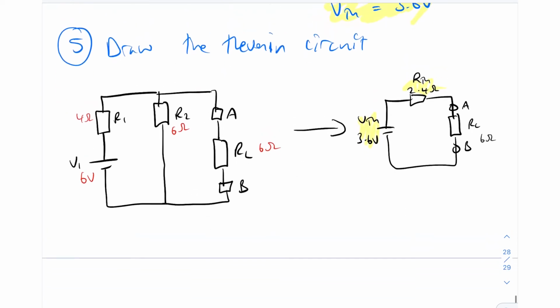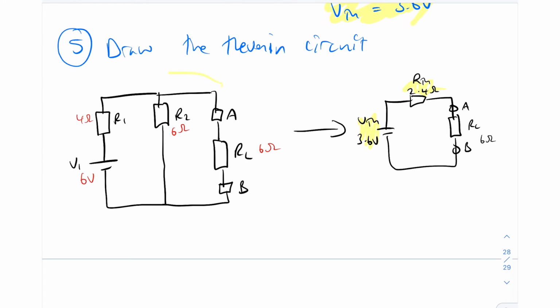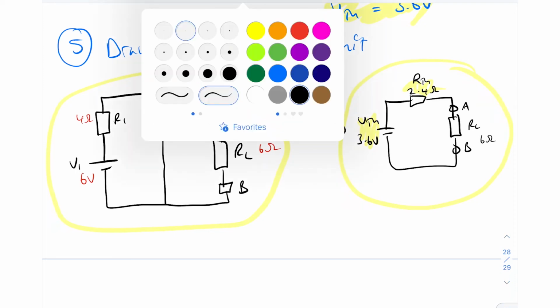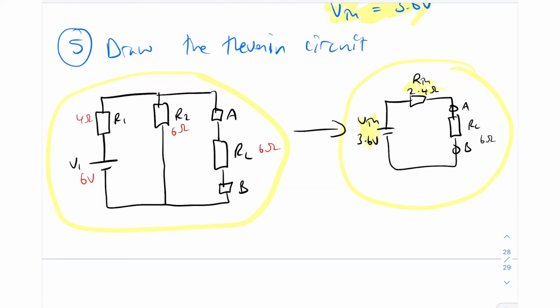So what we've said now is that this whole circuit here is equivalent to this as it relates to terminals A and B. The final step for us, which, I'm not sure in my exam if I just had to do up to here or not, but you can continue by saying that step 6 would be to find the voltage across the load.